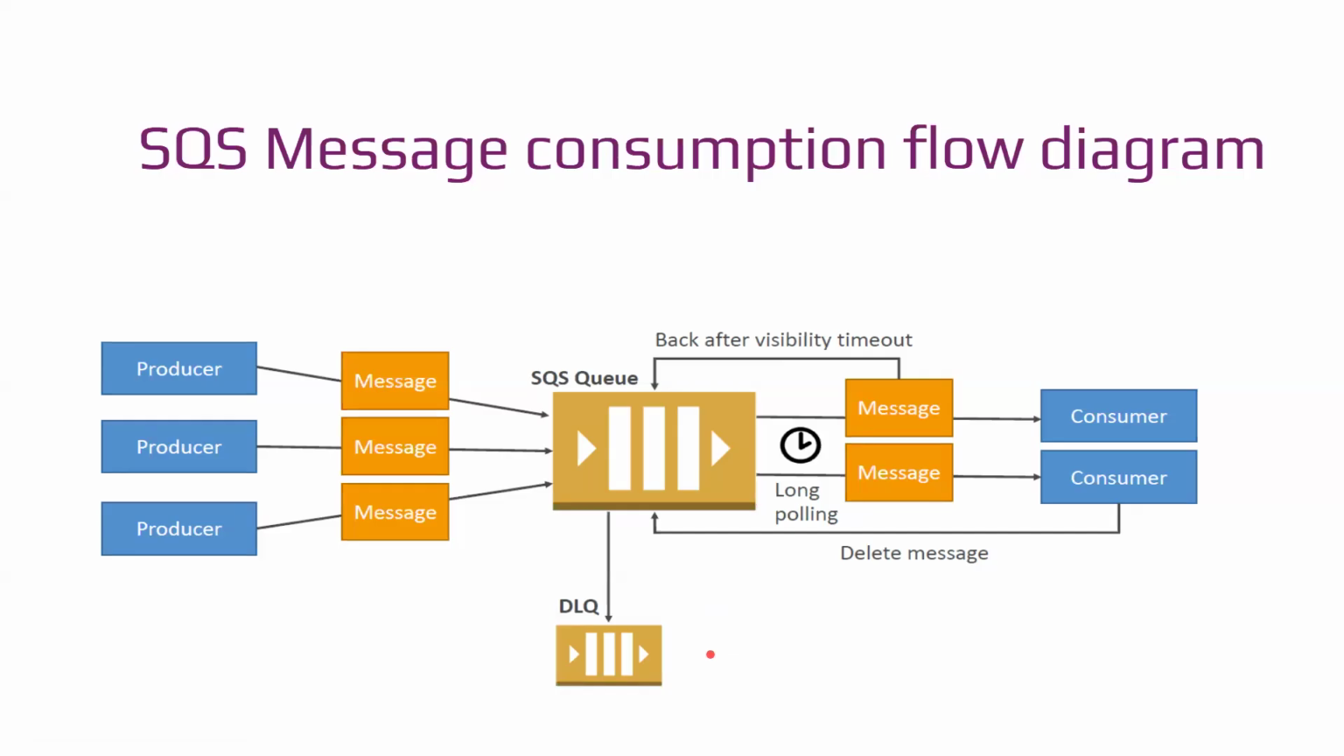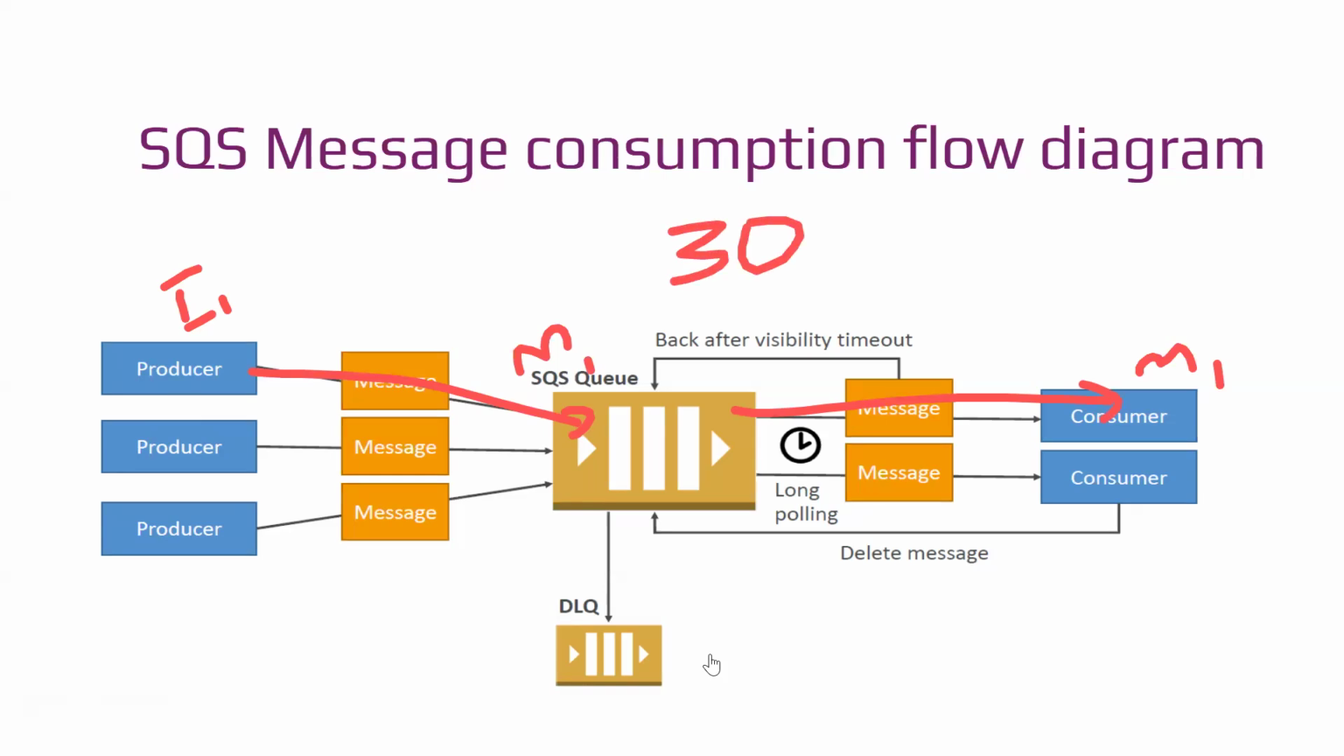For example, the first message M1 is sent by a producer. That M1 is pulled by consumer 1, for example. Then it will apply the visibility timeout for a given period of time, for example 30 seconds. Meanwhile, this M1 is not visible.